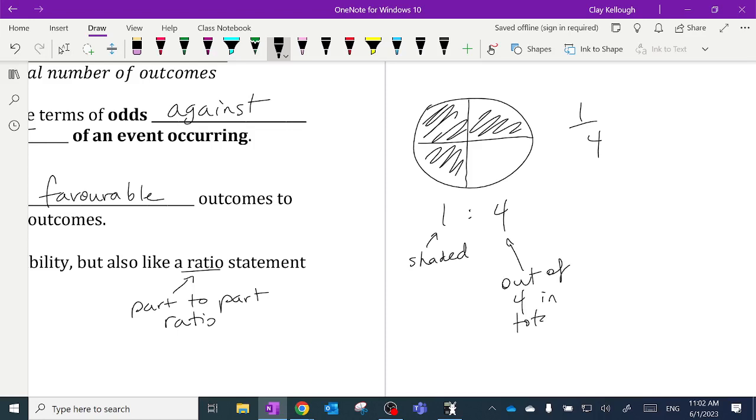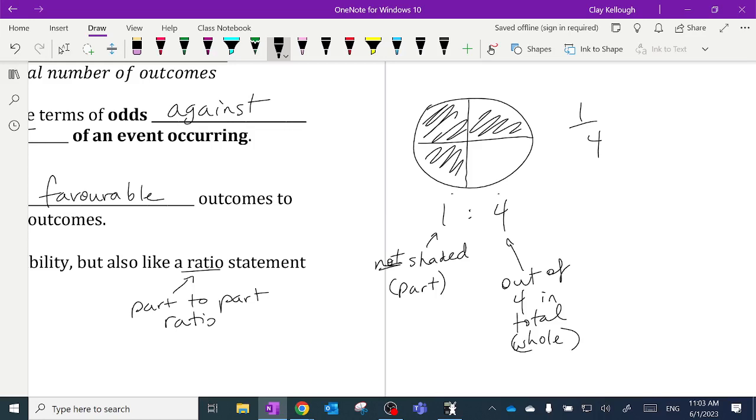What's the ratio of not shaded to pieces in total? Sorry, I meant to say not shaded. Now it's right. How many are not shaded? 1 out of 4. What's the ratio for that? Well, you could say it's 1 to 4: 1 not shaded to 4 pieces in total. Part to whole. But chances are you probably didn't talk ratios that way.